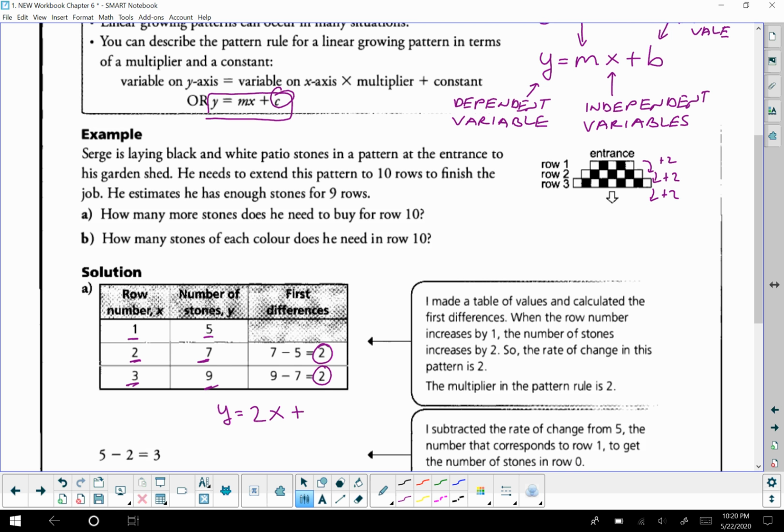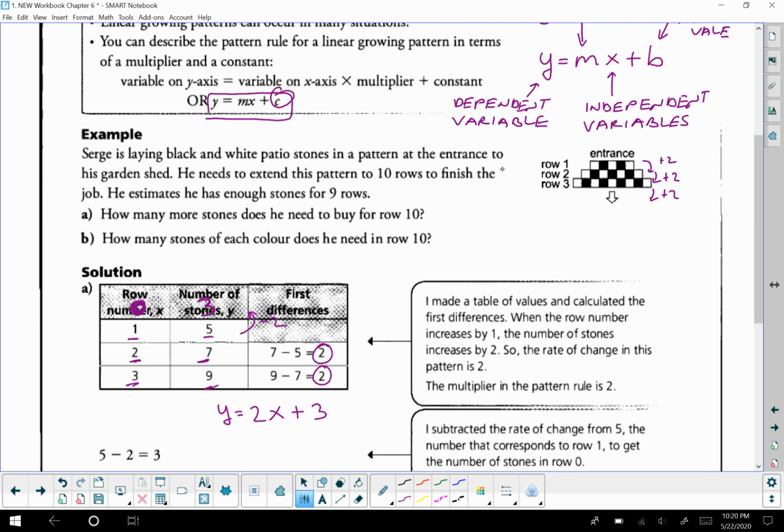Well, if you remember, constant is the zeroth term or zeroth row here. So I'm gonna add it in by subtracting 2, going backwards. I subtract 2, which means I'm gonna have 3 tiles. So that means it's gonna be 2x plus 3. So that's my equation. That's how we're gonna derive equations from the information that's given to you.